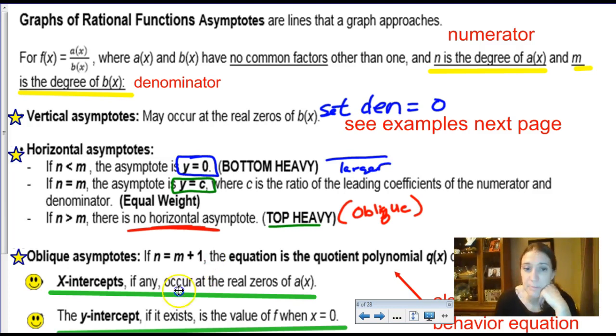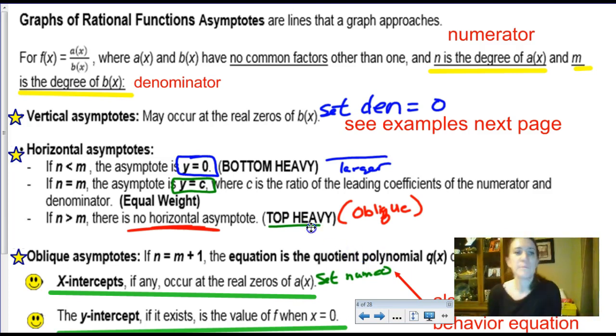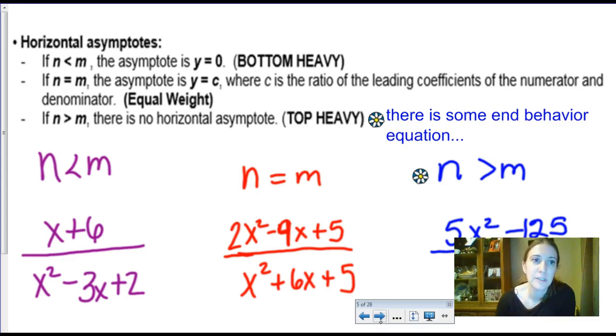The x-intercepts occur when you set your numerator equal to 0. Again, we've already taken care of any removable discontinuities or holes. And then the y-intercept is where you just plug in a 0 for all your x's, and then you figure out what you got left for y. So let's see all of these ideas in action.